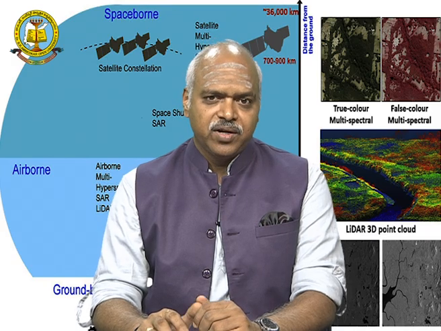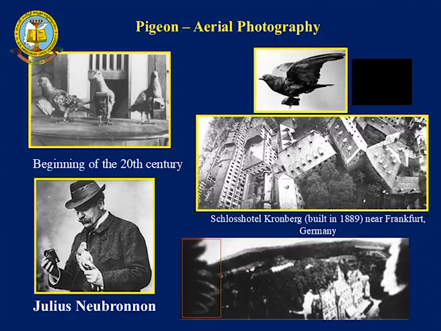Following kite aerial photography, we have pigeon aerial photography, which is one of the important inventions in the evolution of remote sensing platforms. In pigeon aerial photography, a camera is attached to the breast of the pigeons. It has a mechanism that takes a photograph every 30 seconds.